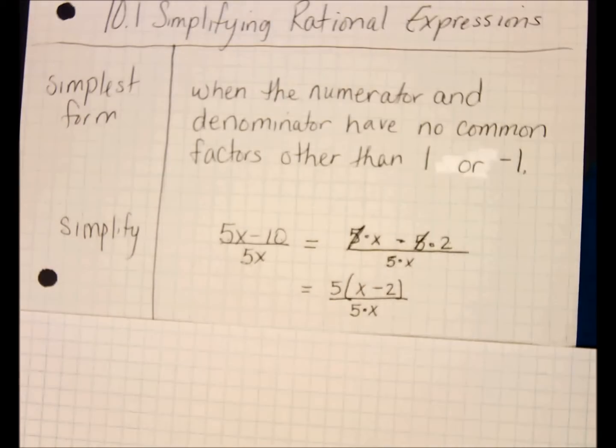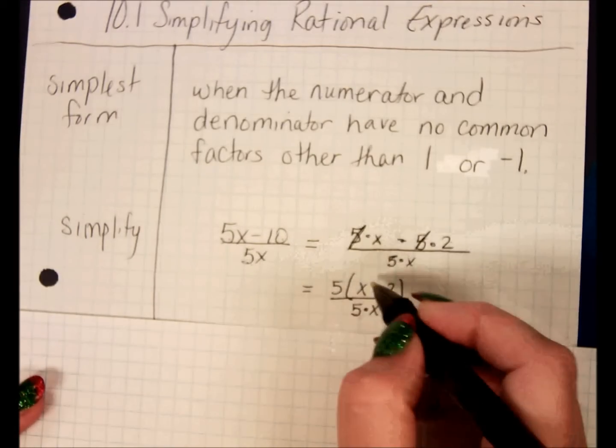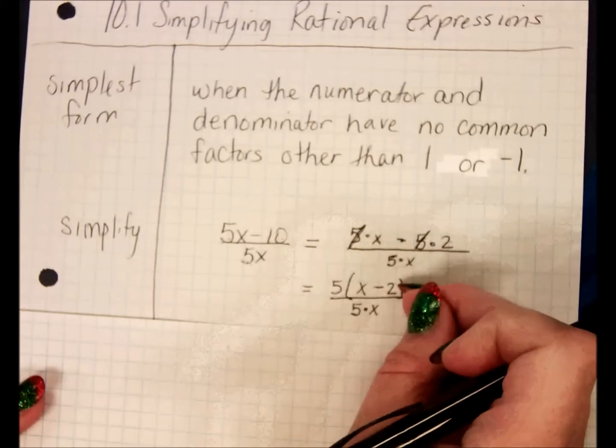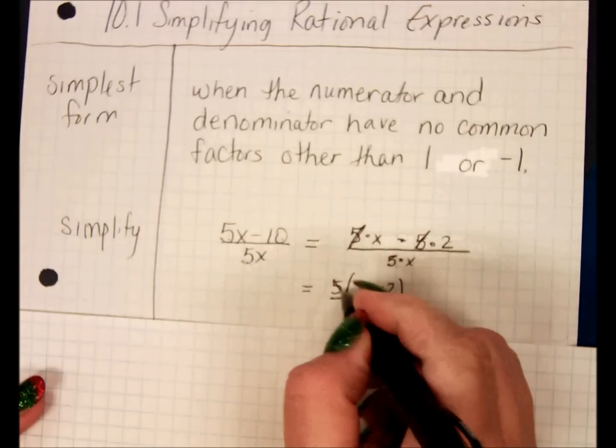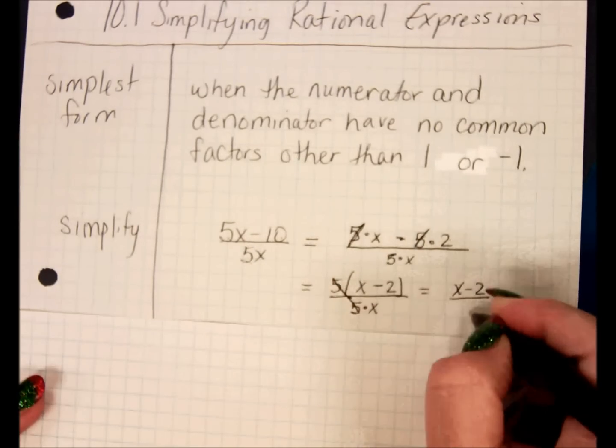And if it helps you, go ahead and leave it separated by the dot. Because what you need to be able to do is take the 5 out of the top and out of the bottom. And here we have the 5 and a 5. It is 5 times this whole thing. And if we're looking at multiplication, then we can simplify them out. And so my answer is x minus 2 over x.